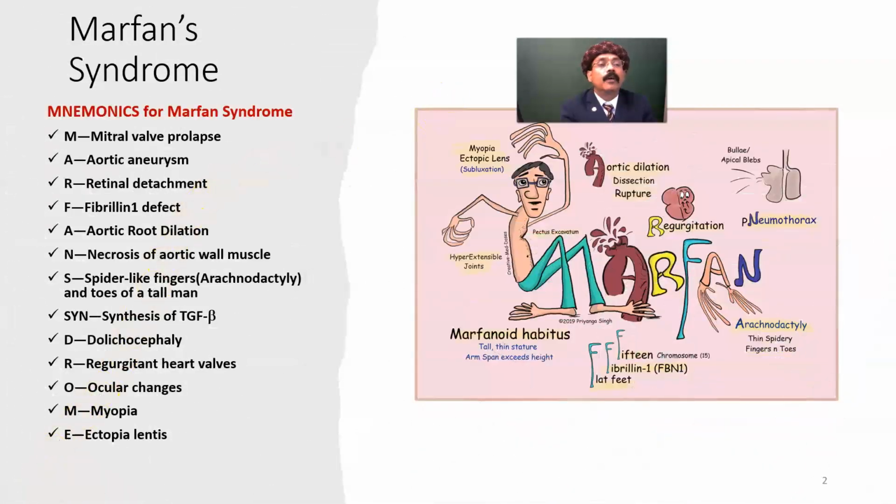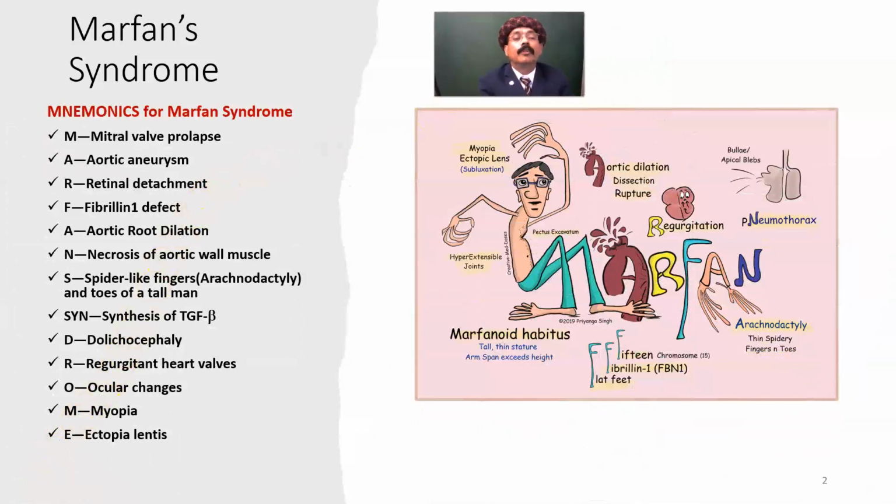Now we'll look at some mnemonics so that we can remember this. Mnemonic for Marfan syndrome: M, mitral valve prolapse. Here is the mitral valve prolapse. Not only mitral valve prolapse, there may be aortic valve prolapse, and there may be tricuspid valve prolapse.